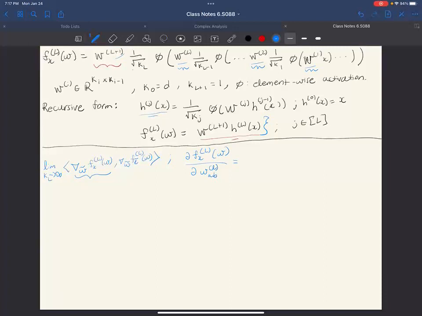And so first of all, what is that? That is going to be a sum from i equals 1 to K_L of W_i^(L+1) times 1 over square root of K_L. Here I'm now substituting in my representation for H, and you see my parameters now enter into this recursive formula. So I'm going to have a phi prime of F^(L-1) of W_i.